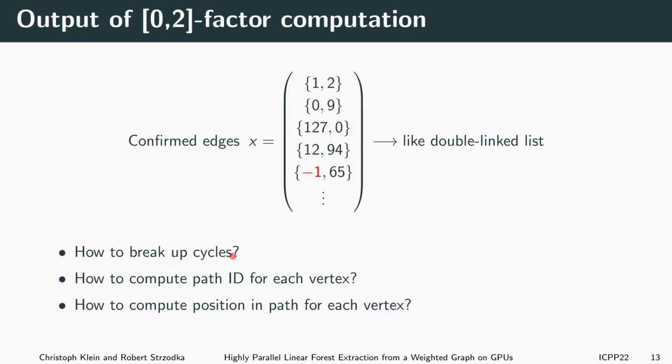How do we break them up? How can we compute the path ID for each vertex? We would like to know what the ID of the path is that the vertex is located in or part of. And we also want to know the position of each vertex in its path. We have to get this from this double linked list like structure. The solution to all of these problems is that we can use the bidirectional scan technique.